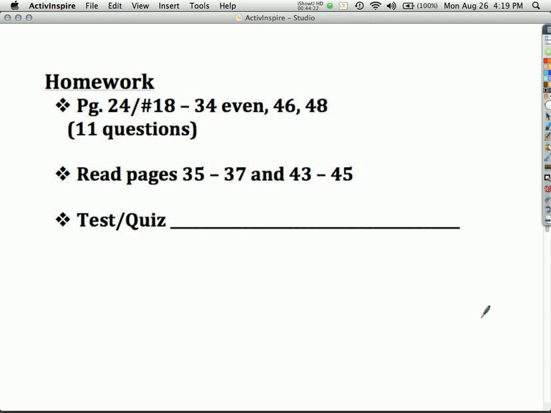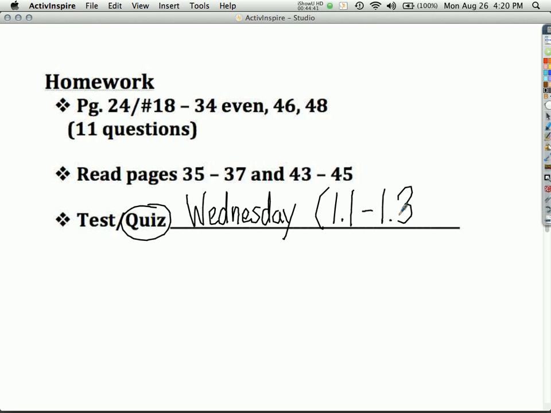You are to read pages 35 to 37 and pages 43 to 45. You must read. And you will have a quiz on Wednesday that will be 1.1 to 1.3.